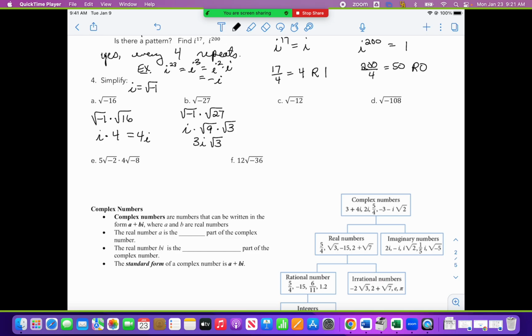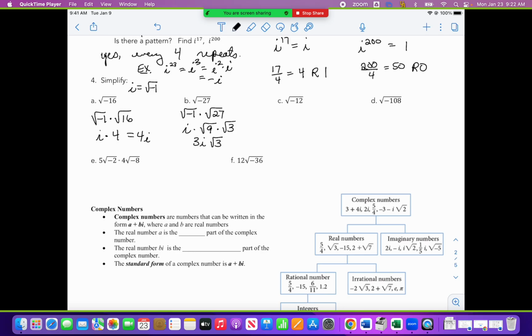Could you write it 3 square root 3i? That's a great question. We typically don't put i after a square root because it might look like it's under the square root. Now, if I have a fraction, like square root 3 over 2, I could put the i beside the fraction. As long as it's sitting beside the fraction, that's okay.